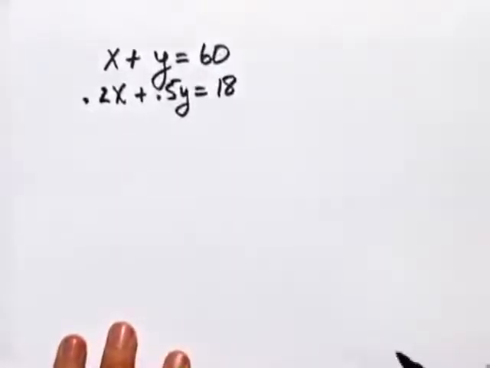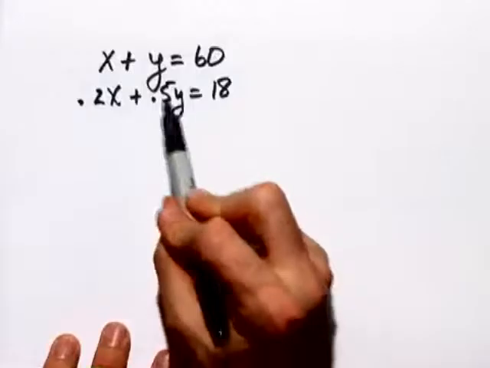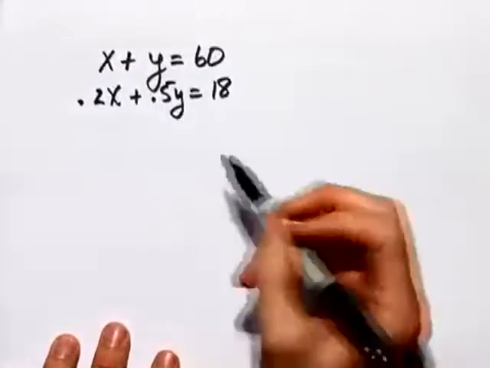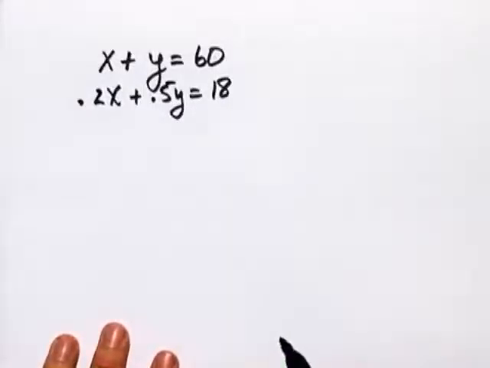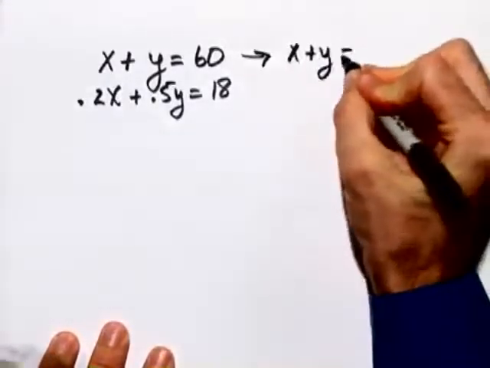Here are the two equations we just developed. What we need to do now is either solve these with substitution or the elimination by addition method. Let's use the elimination by addition method. What we can do is bring our first equation over. X plus Y equals 60.